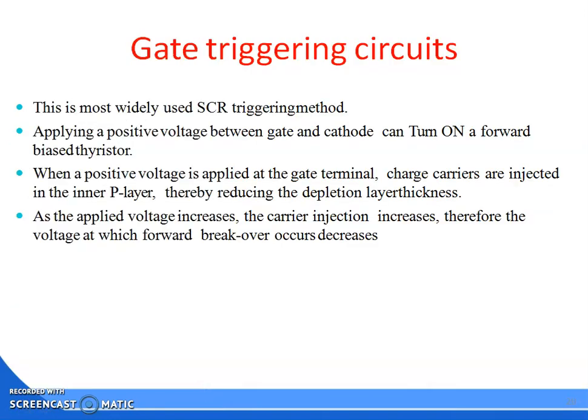Then come to the last method of triggering, which is gate triggering. This is the most widely used SCR triggering method. Applying a positive voltage between gate and cathode can turn on a forward biased thyristor. When a positive voltage is applied at the gate terminal, charge carriers are injected into the inner P layer, thereby reducing the depletion layer thickness. As the applied voltage increases, the carrier injection increases, therefore the voltage at which forward breakover occurs decreases.